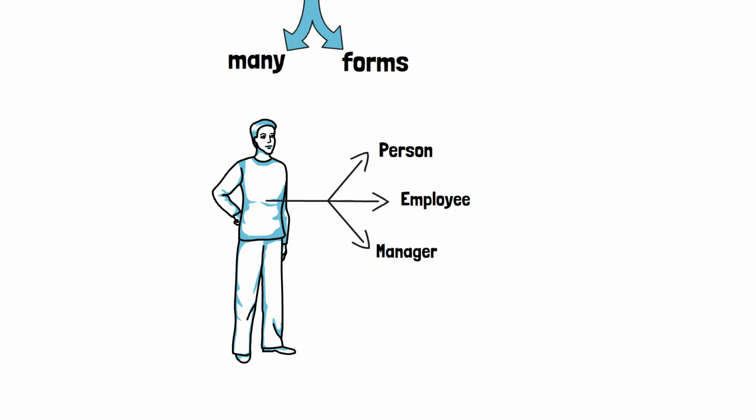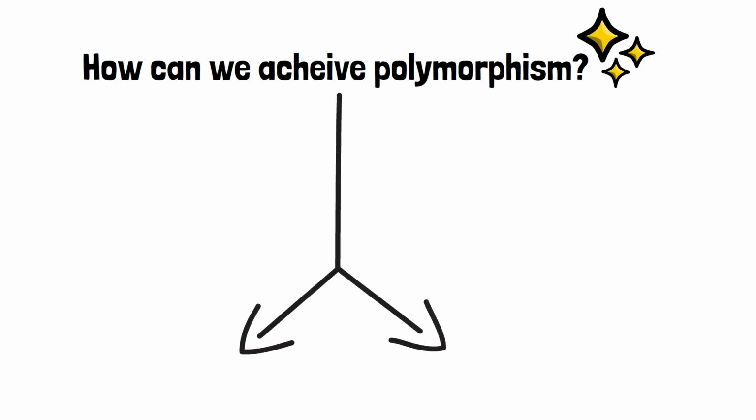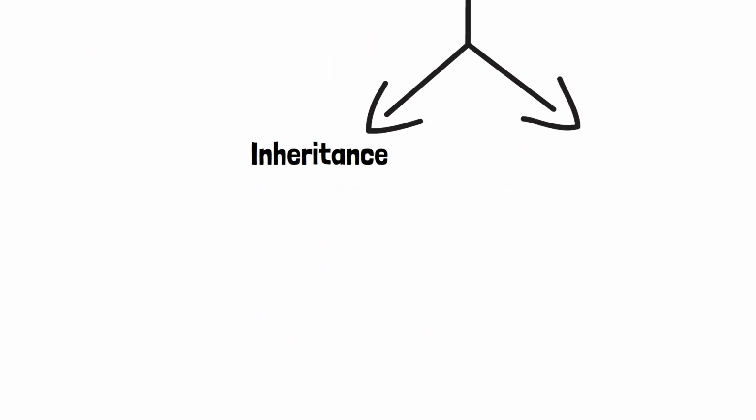Polymorphism is a really useful tool because it allows our code to be more flexible, which a lot of the time actually turns out to be very convenient. So how can we achieve polymorphism? Let's look at two ways. First is inheritance, which we briefly introduced in part 1 of this video.